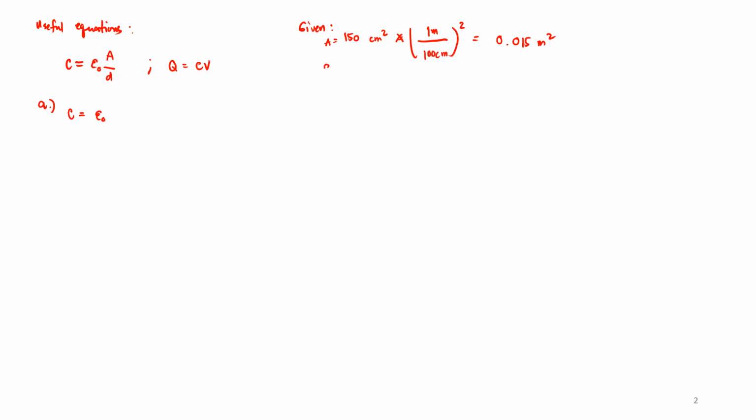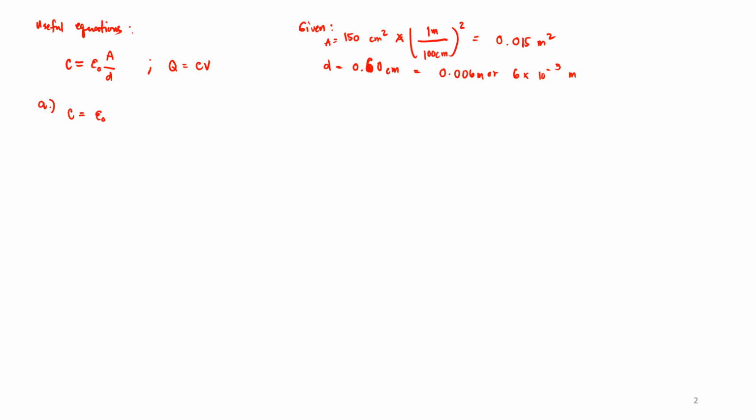And then the distance between the plates is also given. It is 0.6 cm, or this is equivalent to 0.006, or 6 times 10 to the minus 3 meter. Okay, so this is the gap or the separation distance between the two plates.